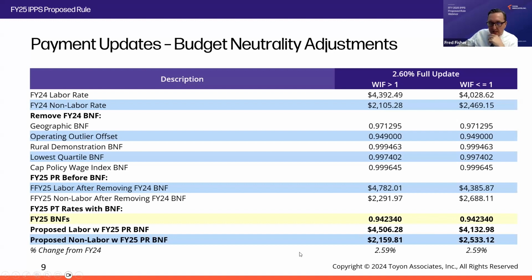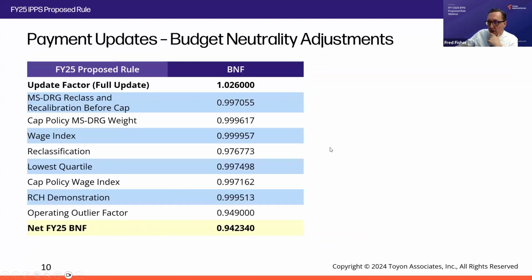That's also why, when CMS tells you you're getting a 2.6% update, you sometimes look at your rates and do a variance analysis year over year, and it doesn't equal 2.6%. You might ask why, when I look at my labor and non-labor as a variance year over year, it doesn't equal 2.6%. That's because of these budget neutrality adjustments. Another way to look at it is, here's the 2.6% adjustment, and these are all the things that net against that adjustment.